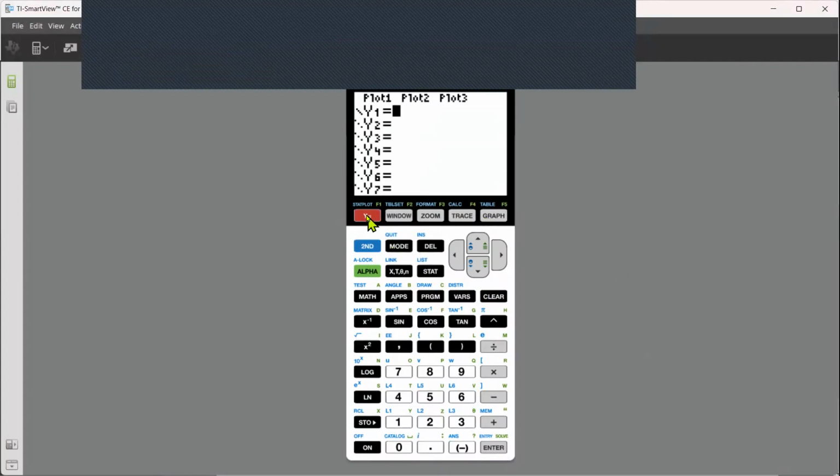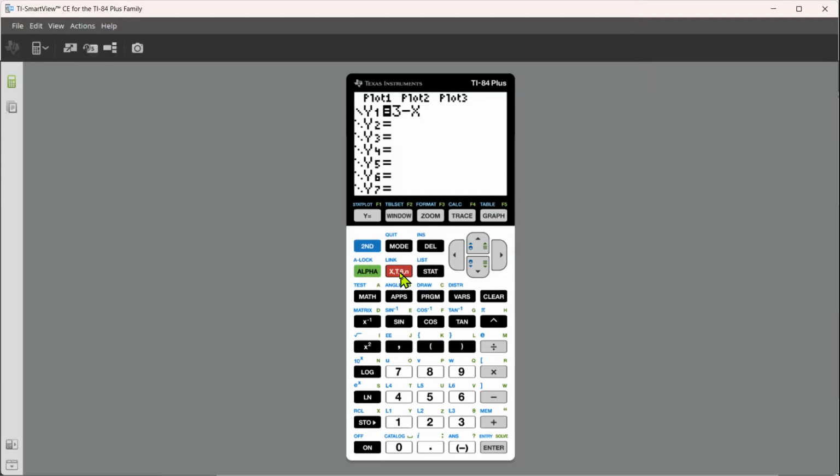I'm going to go to y equals here, and I'm going to put in the first part of the function, which is 3 minus x. I'm punching it in from the keyboard instead of the numbers. 3 minus x is my function, but I have a restriction on my numbers. So what I'm going to do here is something cool. Let me see if I remember how to do this. It's been a minute.